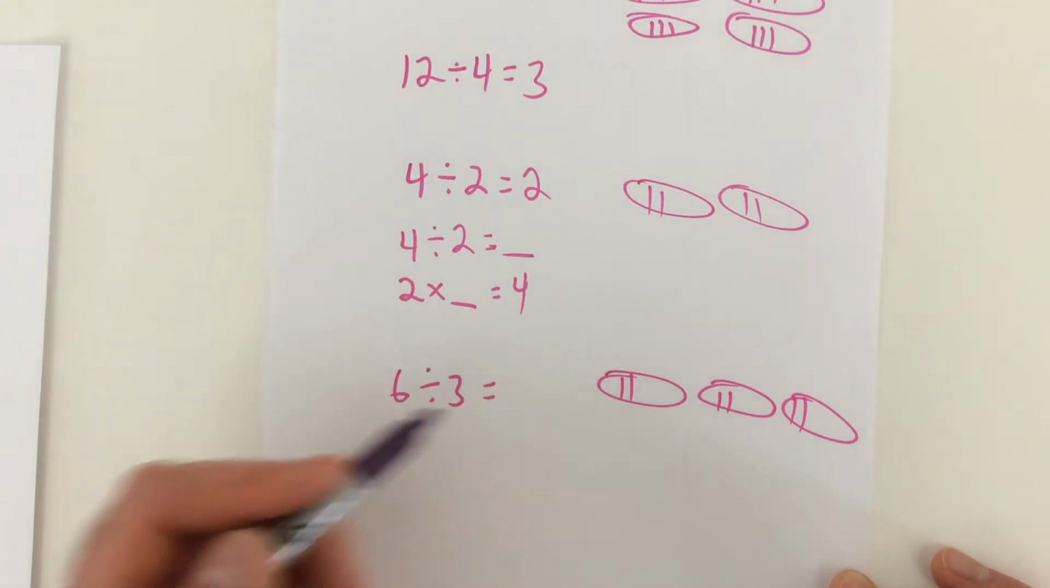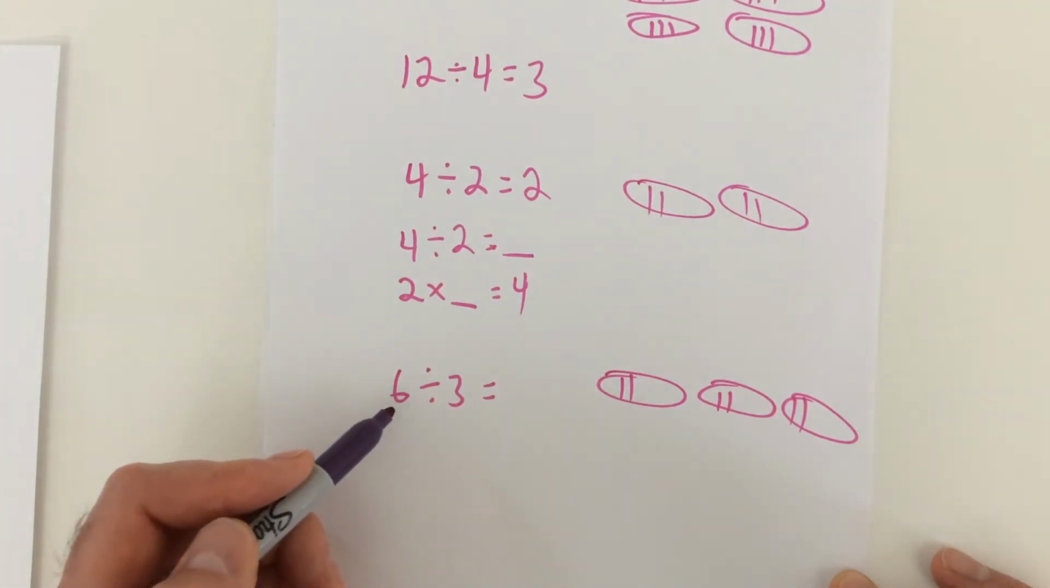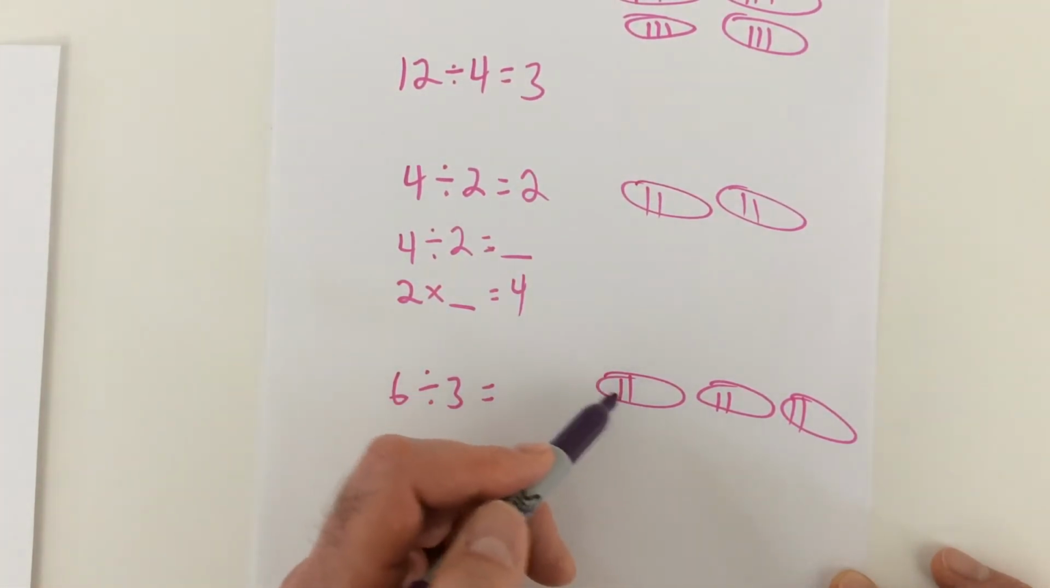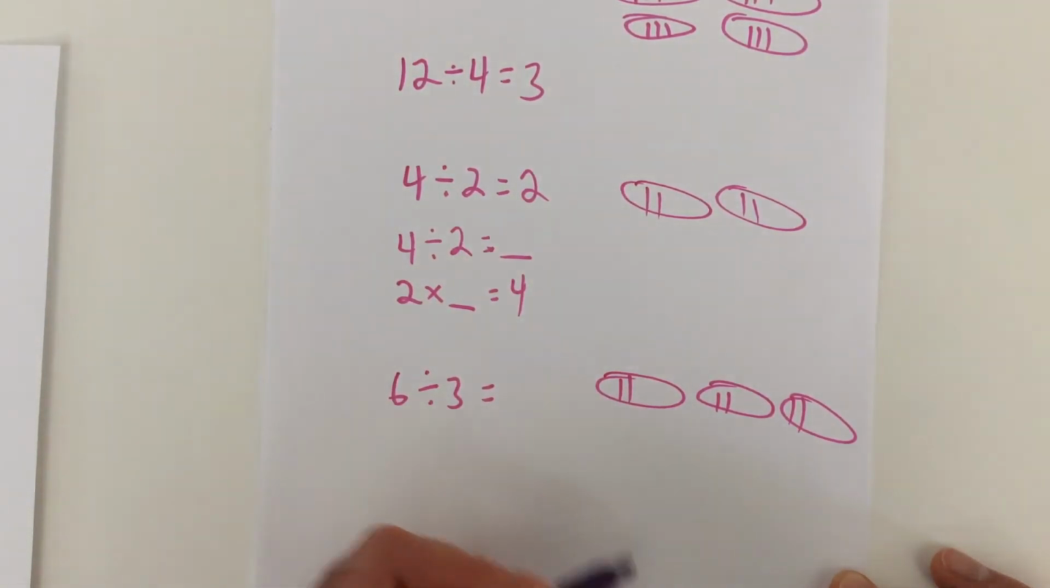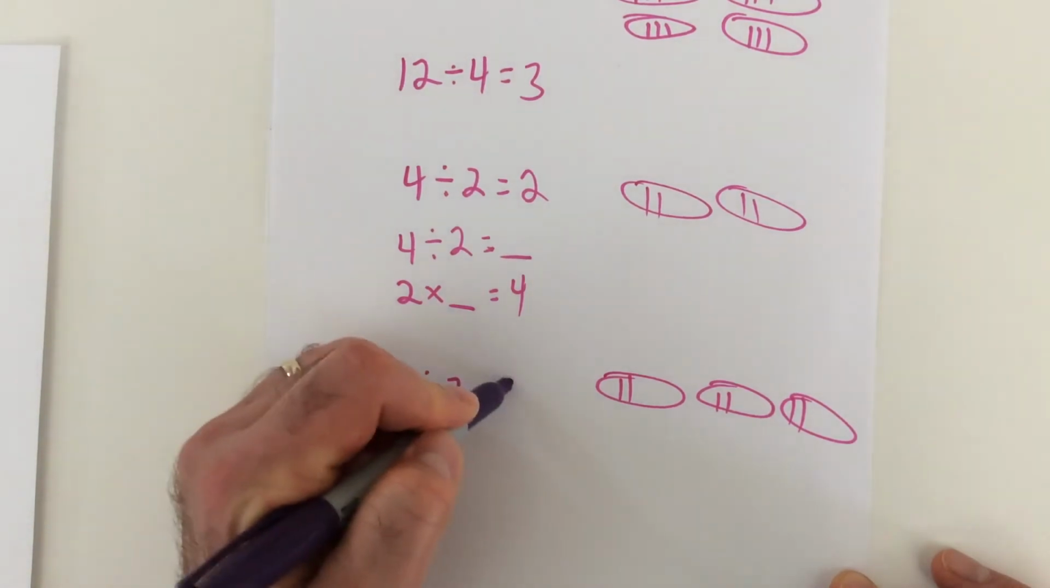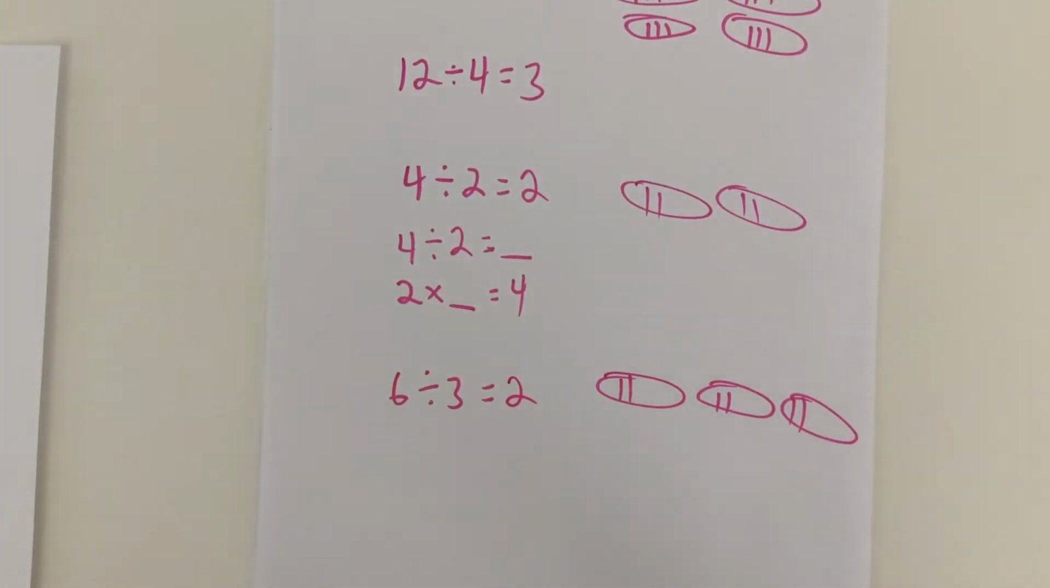I've got to have a total of 6. That's what this number means. You have a total of 6. So when I look back, do I have a total of 6? 2, 4, 6. Yes. All right. And there's 2 in each group. So my answer is that. Okay. Now, these answers always work out.